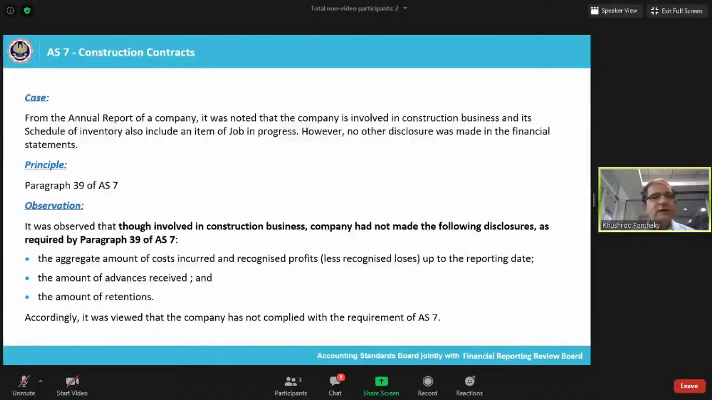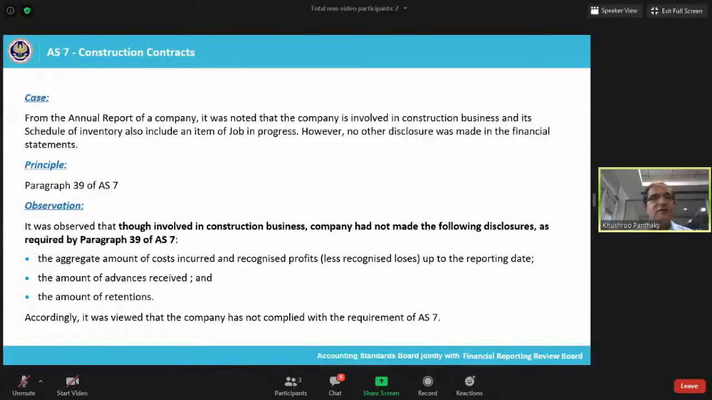The next matter is again in relation to an annual report where it says that the company which is involved in the construction business and its schedule of inventory also include an item of job in progress. However, no other disclosure was made in the financial statements. So again, over here, whenever you have these kind of disclosures, they are not adequate disclosures or they are not complete disclosures. Whoever is involved in the construction business, the following disclosures are a minimum as far as your disclosures are concerned.